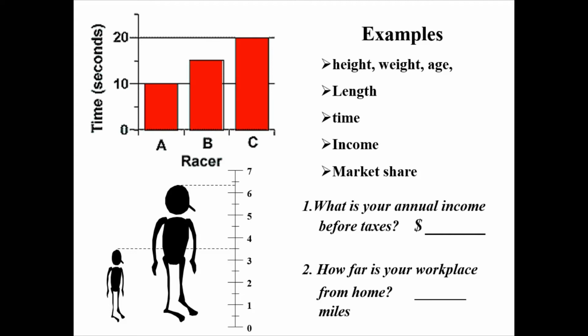Or weight, age. If you are asking for age in open-ended form, he can write it in a blank like 21, 23, 27, 25, like that. And length of the event or time, income, market share, 20%, 10%, 50%, like that. So here one question is, what is your annual income before tax? It may be in rupees or dollars, 20,000, 25,000, like that. Each value has an exact value.